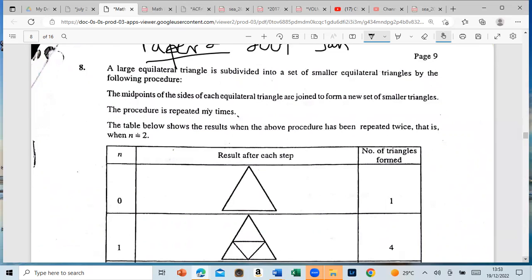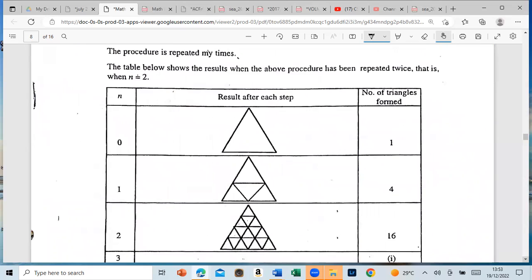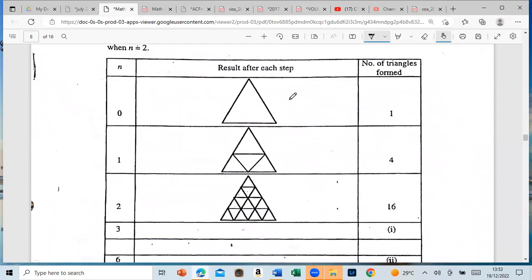All right, so let's see what it says now. So you see the result. When n is 0, we got 1. When n was 1, they got 4. And this is representing the number of triangles. So right away, you try to figure out a pattern here. And when n is 2, you got 16.